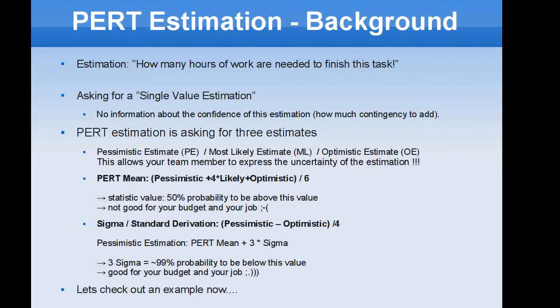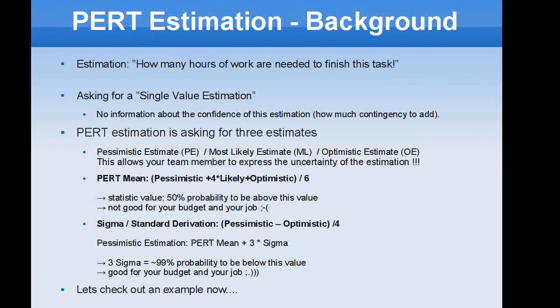Now we have some statistics to understand. The PERT mean means pessimistic estimation plus 4 times the likely estimation plus the optimistic estimation, divided by 6. This is a statistic value. Let's say an example. The PERT mean is 50 hours. This means we have a 50% probability that the final result of the estimation will be above this value. If you're a project manager, I think this is too risky, so this is not good for your budget and of course not good for the job.